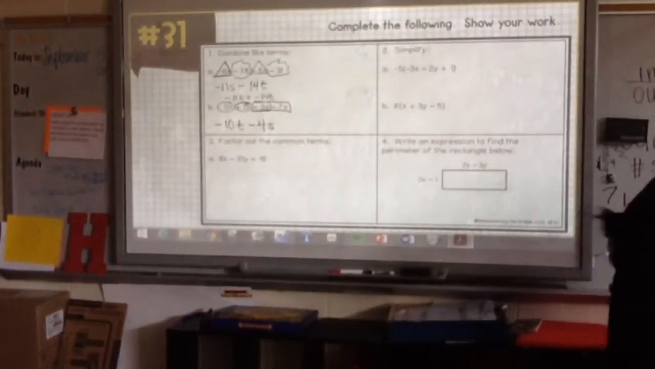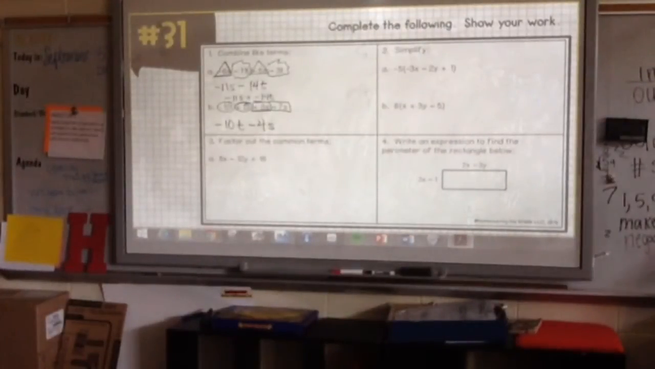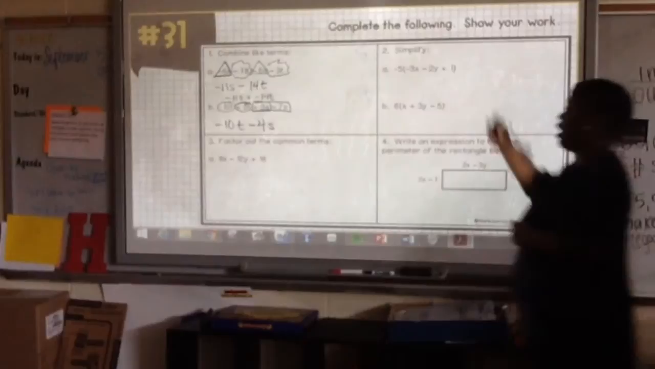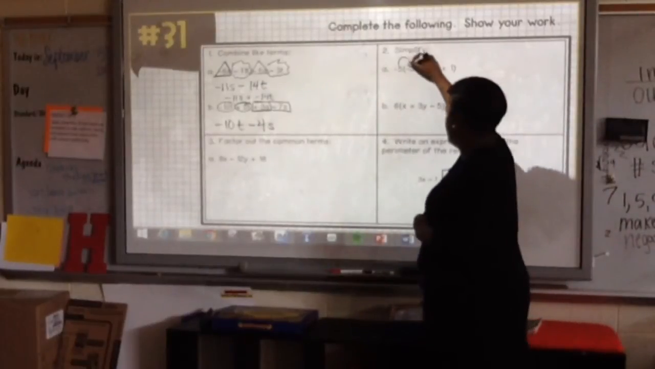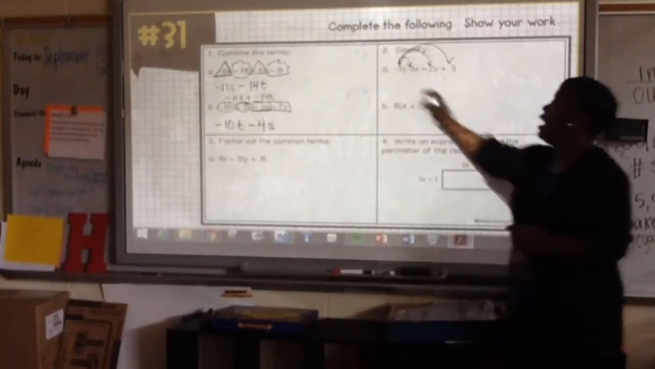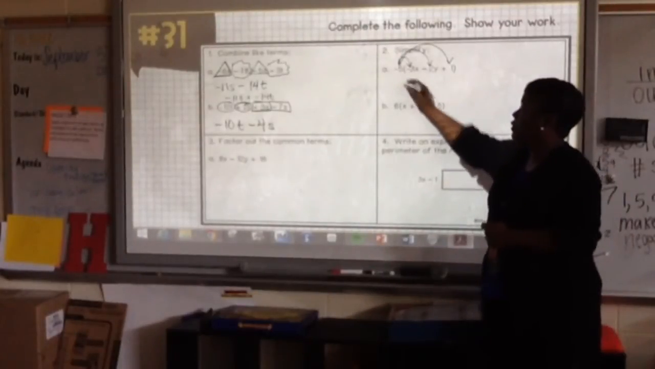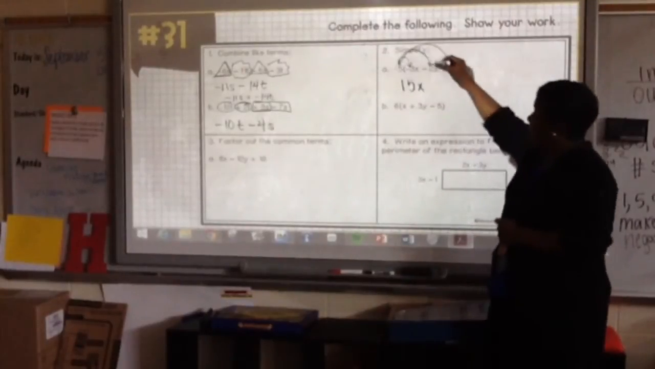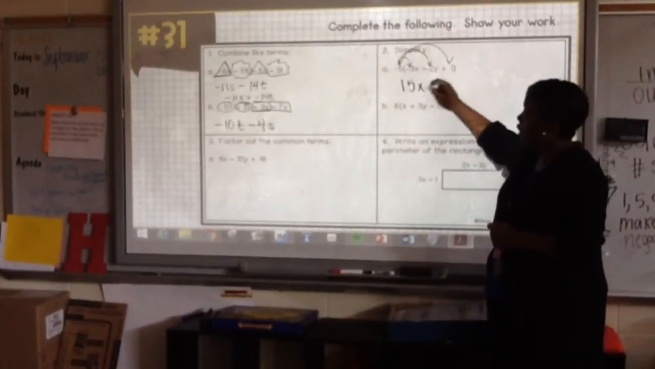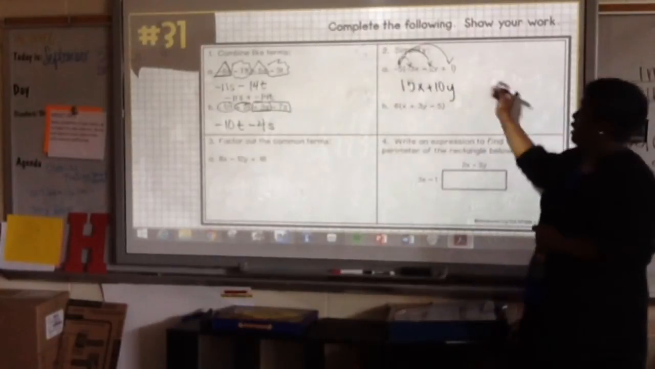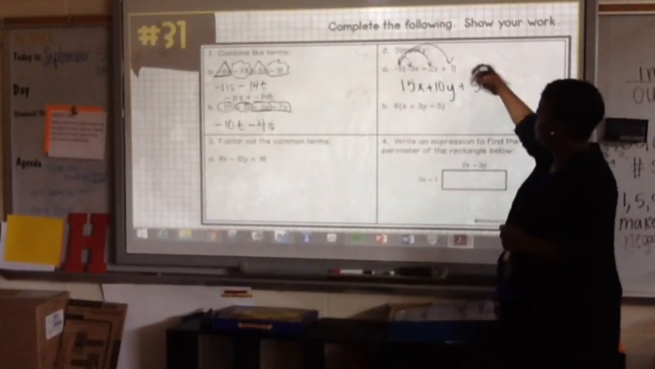Alright, in this case, what property are we using in 2A and 2B? The distributive property, alright? So that means that this negative 5 has to go to everybody inside the parentheses. Negative 5 times a negative 3 gives me a positive 15x. Negative 5 times a negative 2 gives me a positive 10. Negative 5 times a positive 1 gives me negative 5.